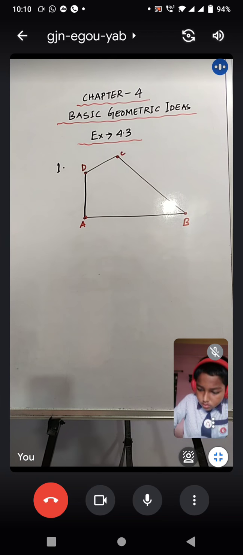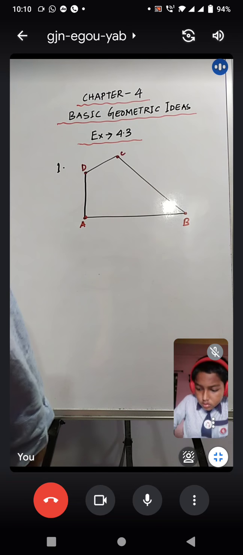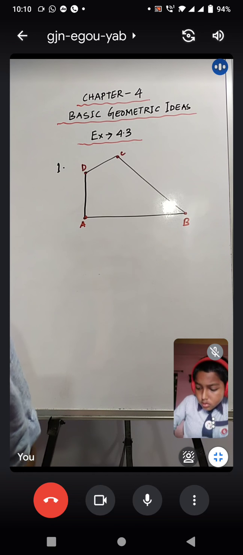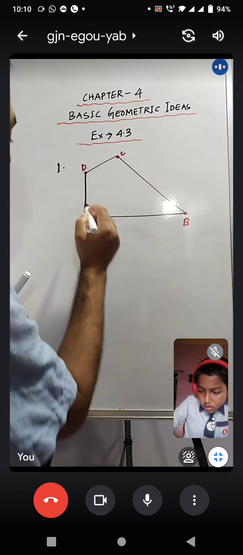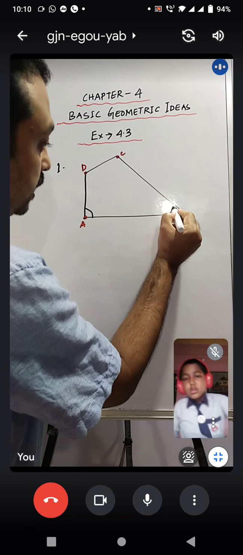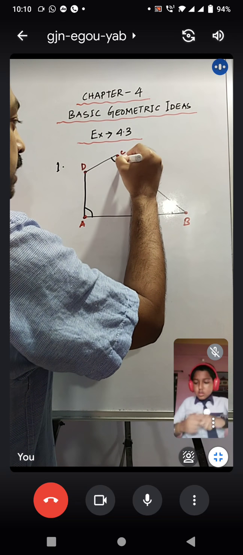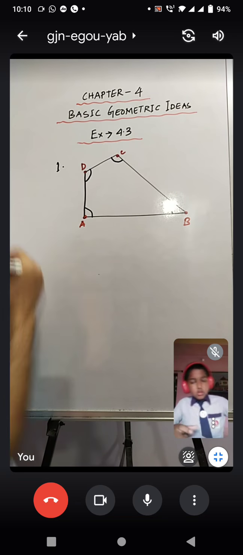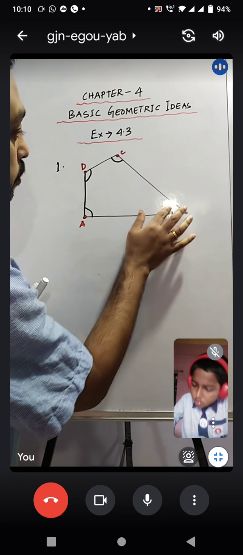Now what do we have to do with this figure? According to the question, we have to name all the angles in the figure. So first of all, mark all the angles. This is one angle, this is another angle, this is another angle, and this is another angle. These are all the required angles.